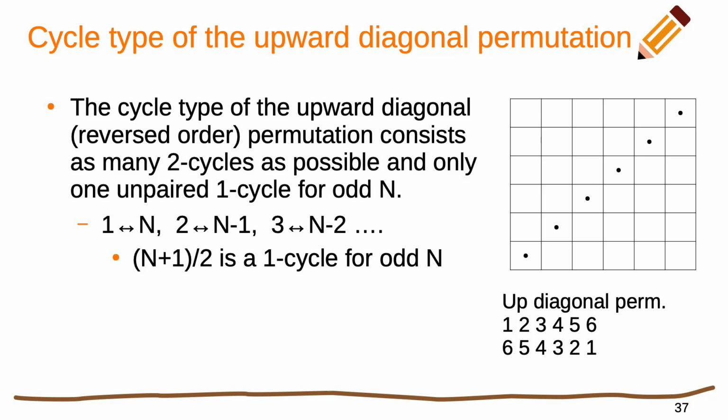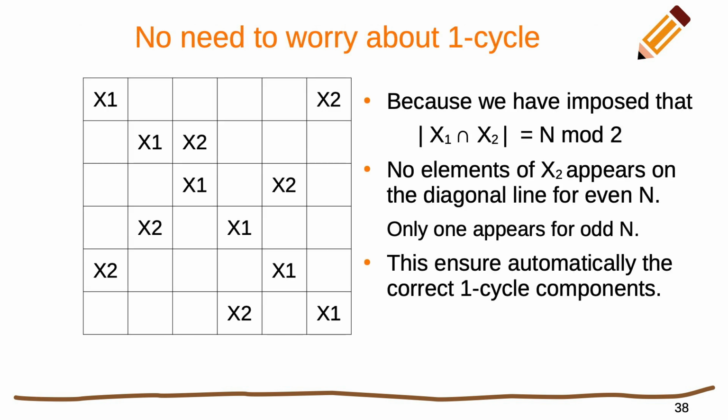Now, our task is to examine the cycle type of the permutation corresponding to x2, which is UD inverse. Here is another piece of good news. Because of the intersection constraint we imposed between the two diagonals, no element of x2 appears on the diagonal line when n is even. This implies that UD inverse has no 1-cycles in that case. For odd n, exactly 1 element of x2 appears in the downward diagonal line, resulting in 1 cycle. So, the 1-cycle component is already guaranteed to be correct.